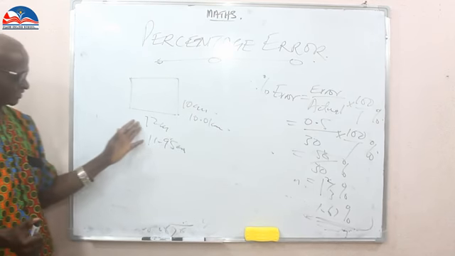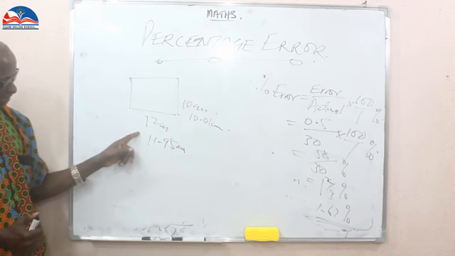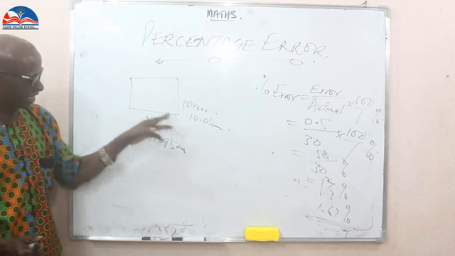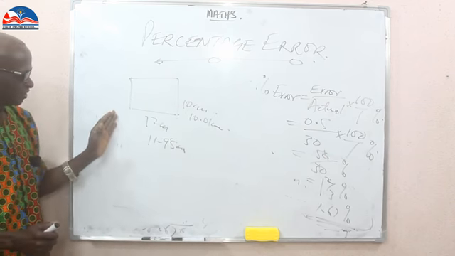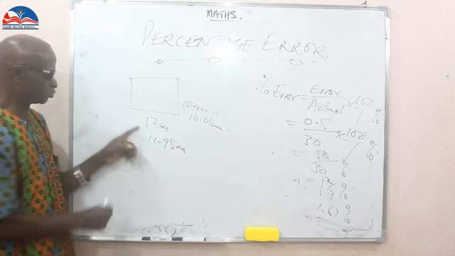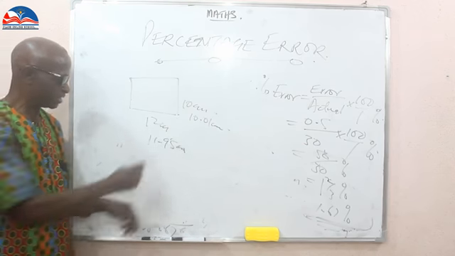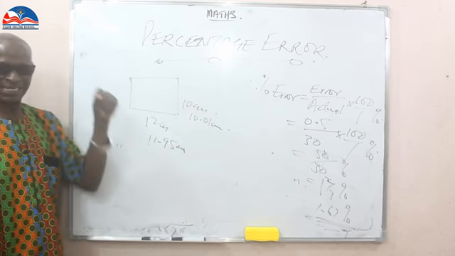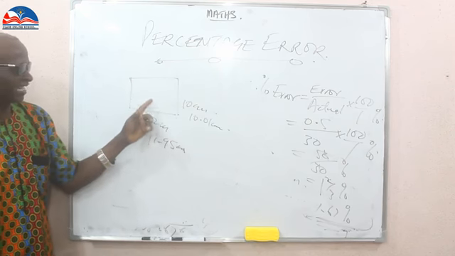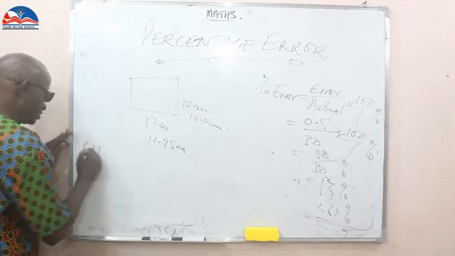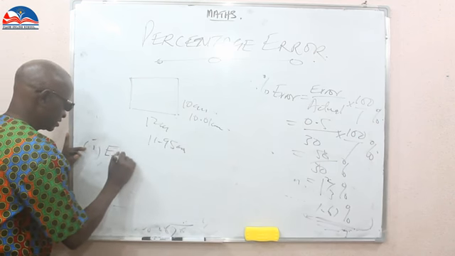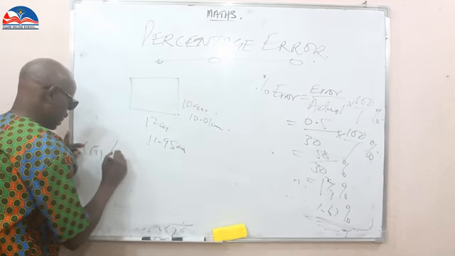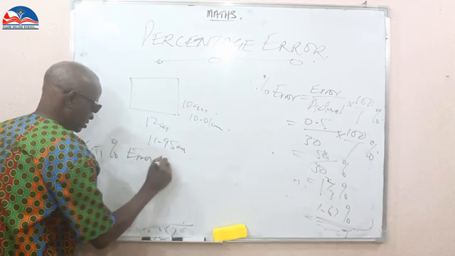There are two dimensions, length and breadth. You will find the error in the length, the error in the breadth, and then the error in the area. So I'm going to look for three things. First, the error in the length: 12 cm, but got 11.95 cm. Then the error in the breadth: instead of 10 cm, I got 10.01 cm. At the end, I calculate the area from length and breadth, and find the error in the area. So first, the percentage error in length.